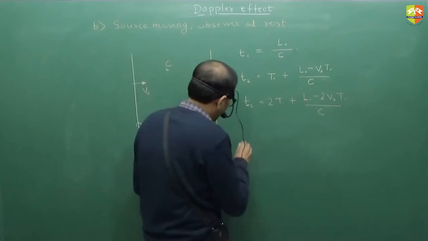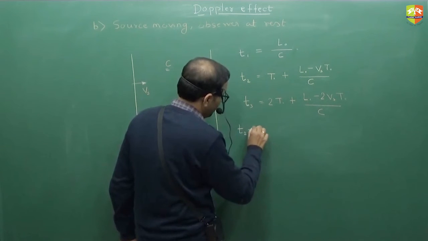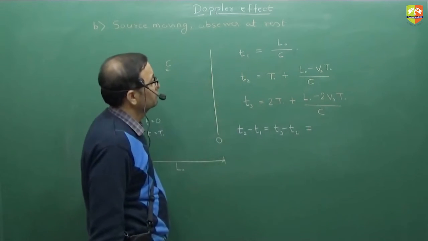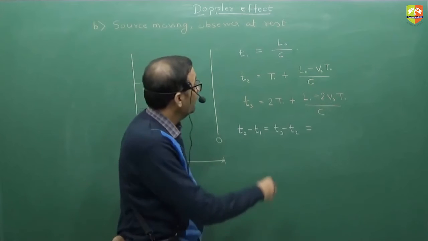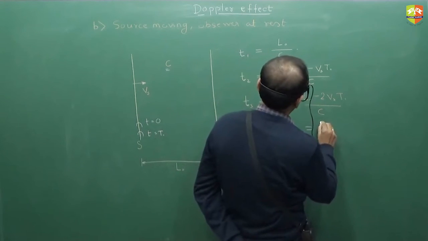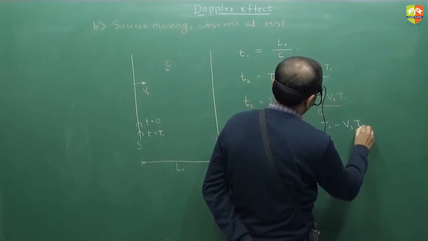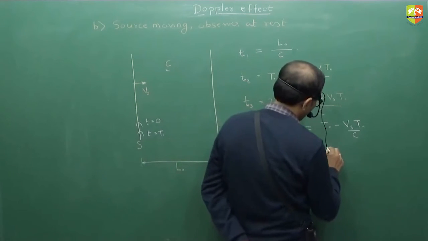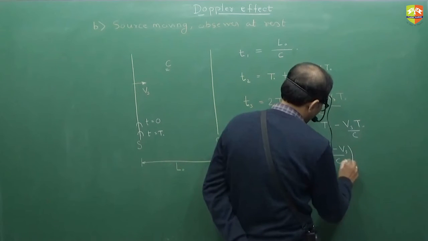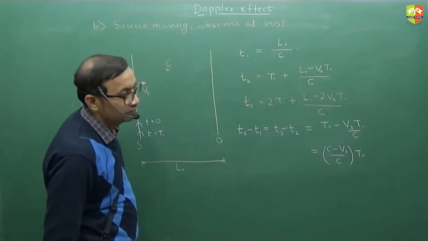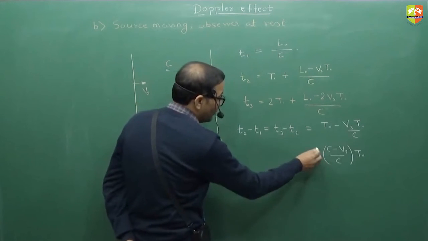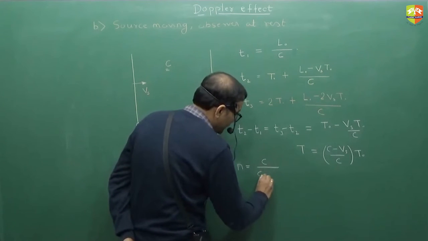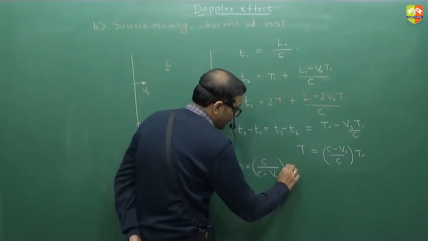Okay, so now let's talk about the time period. The time period received by the observer is T2 minus T1, which will be equal to T3 minus T2. This is T0 minus Vs T naught by C. Is it the same as T3 minus T2? Yes. So this will come out to be C minus Vs divided by C times T naught. So the apparent frequency is the inverse of this modified time period. So 1 by T, the apparent frequency, is C divided by C minus Vs times N naught.